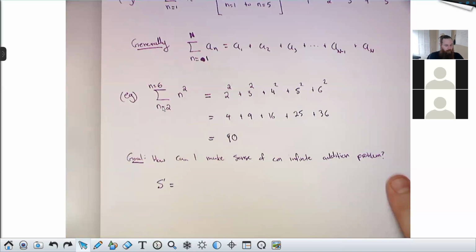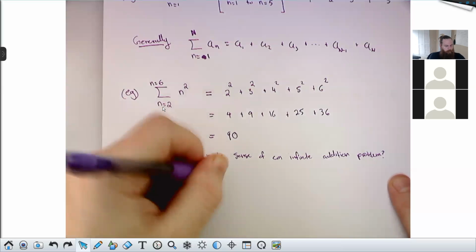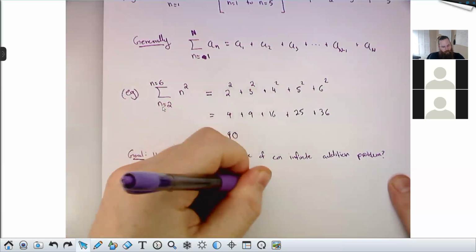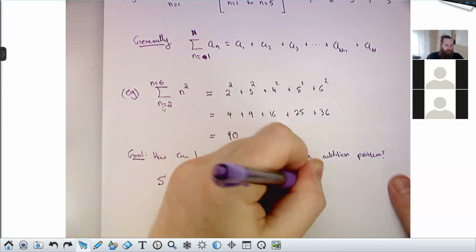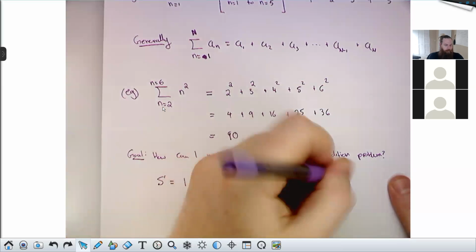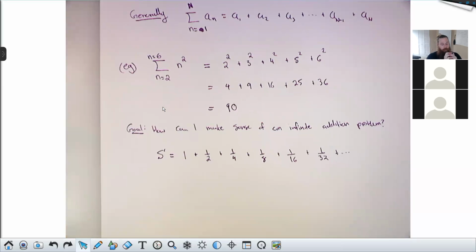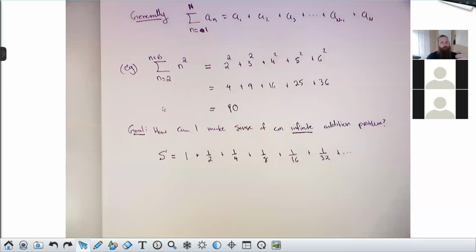So I'm going to look at a slightly different one now. I'm going to look at 1 plus 1/2 plus 1/4 plus 1/8 plus 1/16 plus 1/32 plus, and so on. But I want to let it go on and on and on forever. So the addition problem is infinite in length.